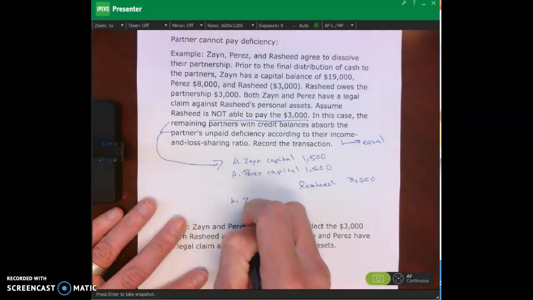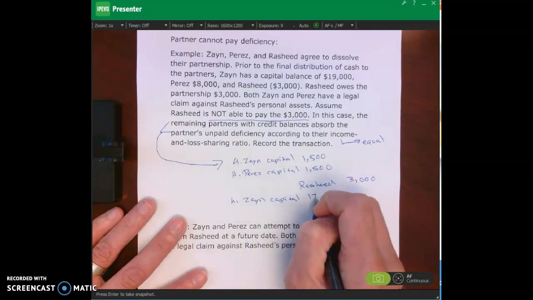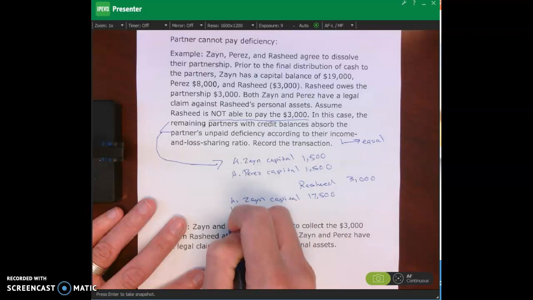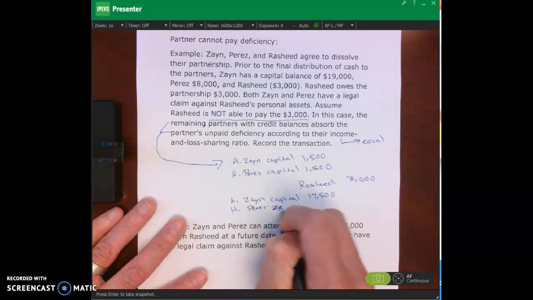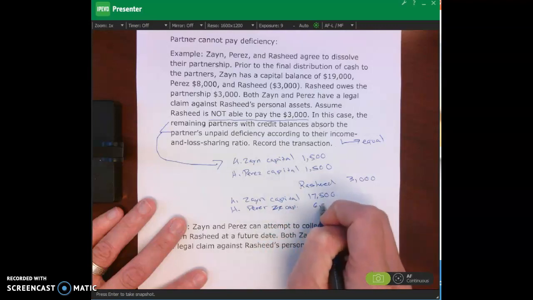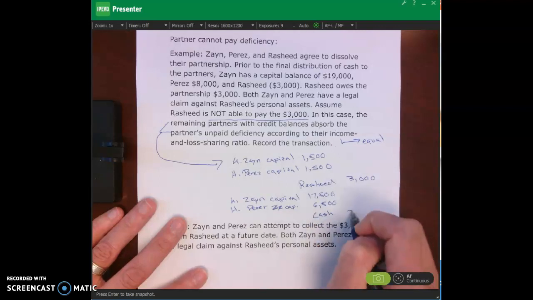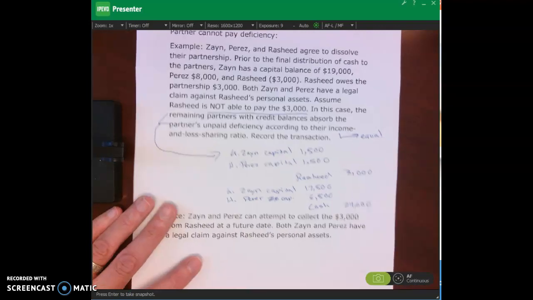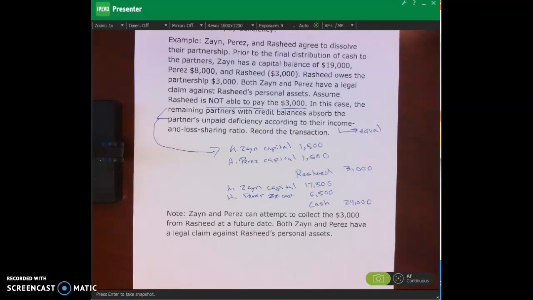So I will debit Zon capital for the remaining balance in capital, which is 17,500. I debit H Perez capital 6,500, and then I credit the cash for the 24,000. And then I say right over here, note that Zon and Perez can attempt to collect that $3,000 from Rashid at a future date, and they do have a legal claim on Rashid's personal assets to collect that cash.